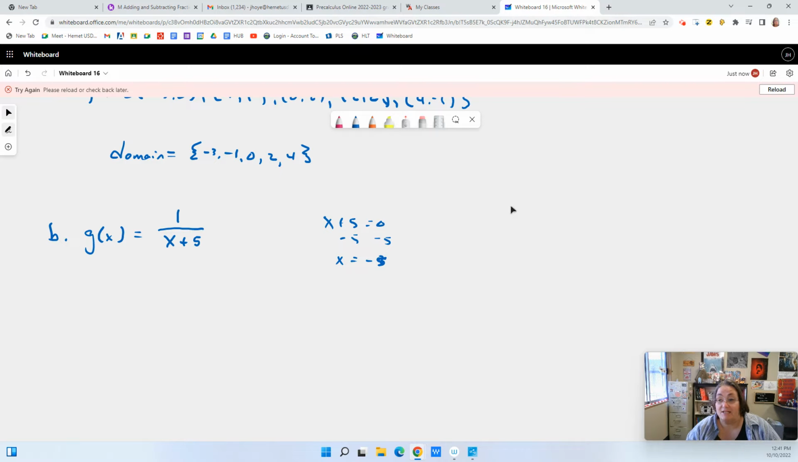So there are different ways I could state this. The only thing I can't have is something that makes that denominator 0, right? Because we can't divide by 0.